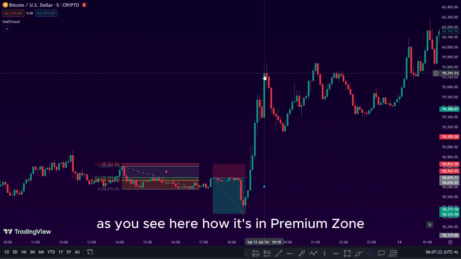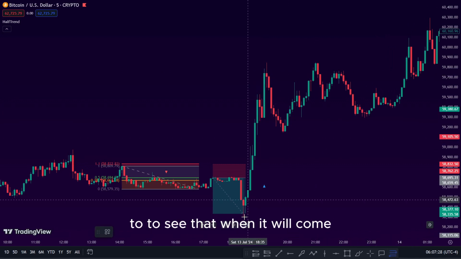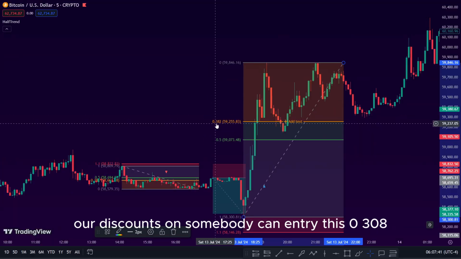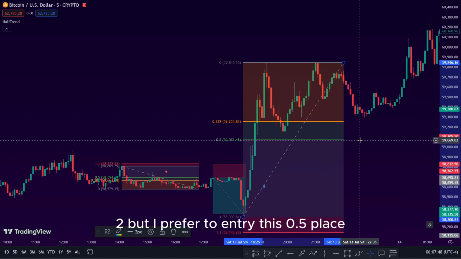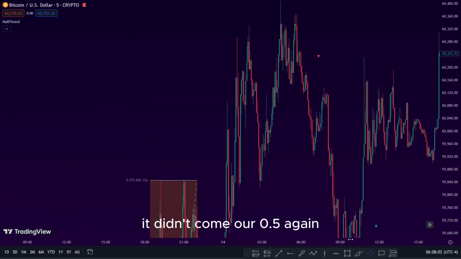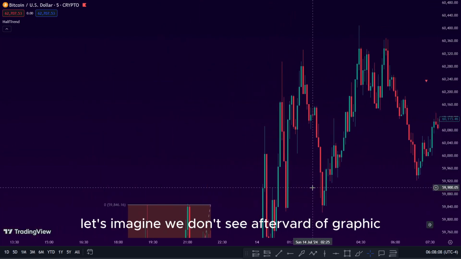As you see here how it's in premium zone, we draw this Fibonacci tool to see that when it will come our discount zone. Somebody can enter this 0.382, but I prefer to enter this 0.5 place. It didn't come our 0.5. Again, we get here sell signal. What we will do here, let's imagine we don't see afterward of graphic.